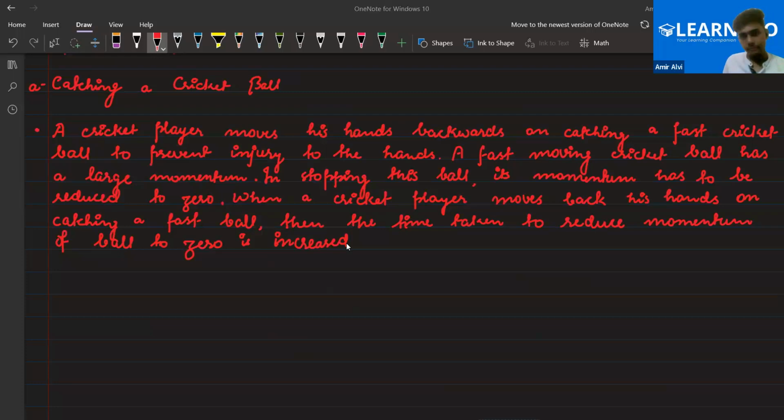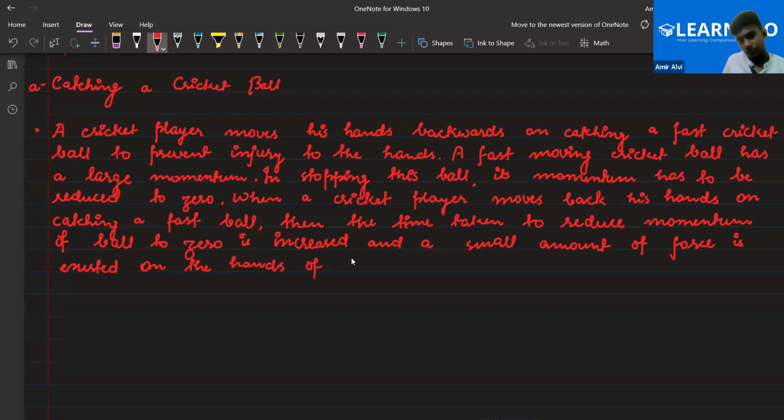Okay. A small force is exerted in the hands, so the hands do not get hurt.